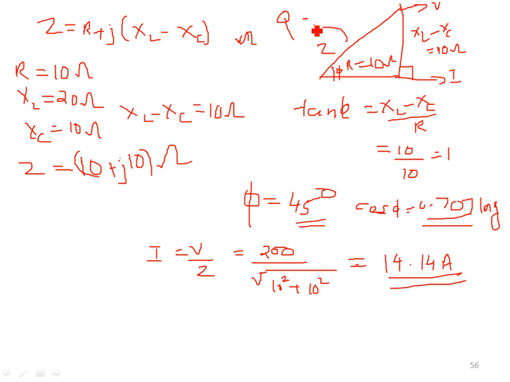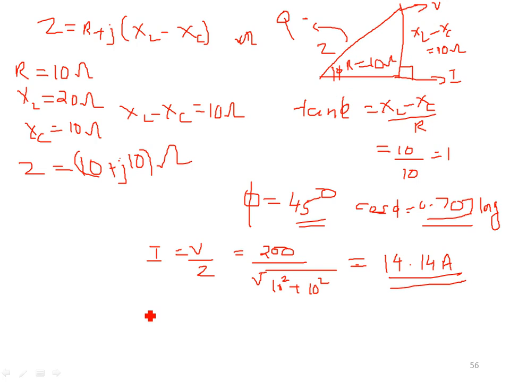Therefore, what you can see from the phase diagram is current is lagging voltage by an angle phi. Therefore, power factor is 0.707 lag. Now, how will you find the current I? Current I is basically voltage divided by impedance.